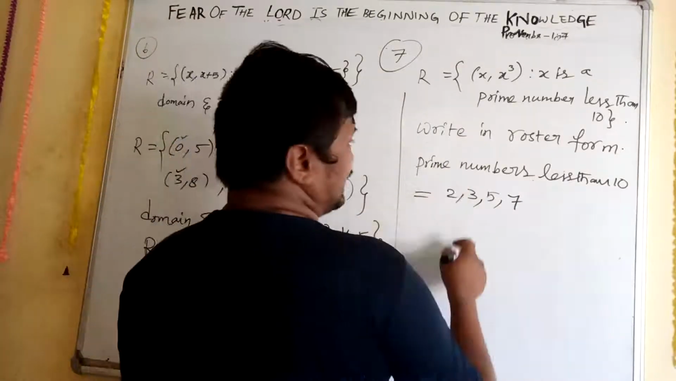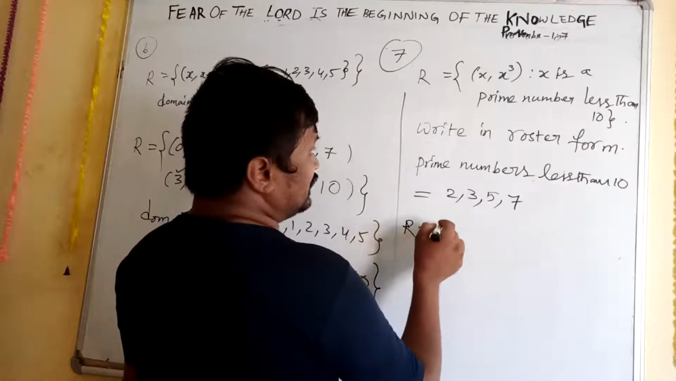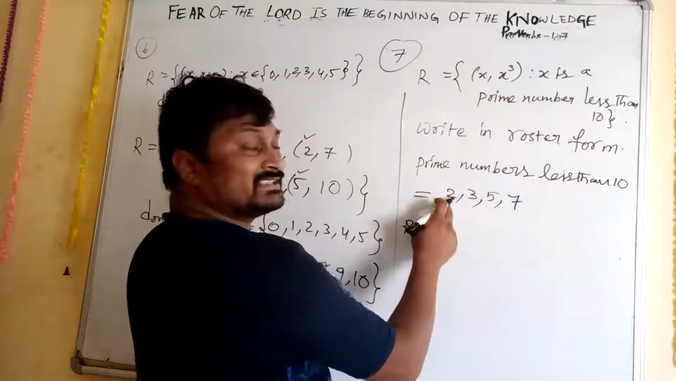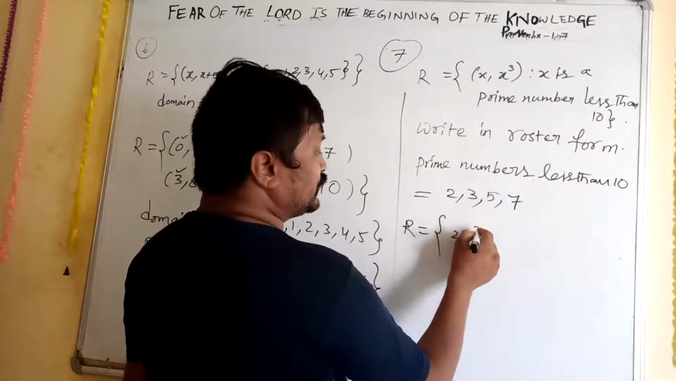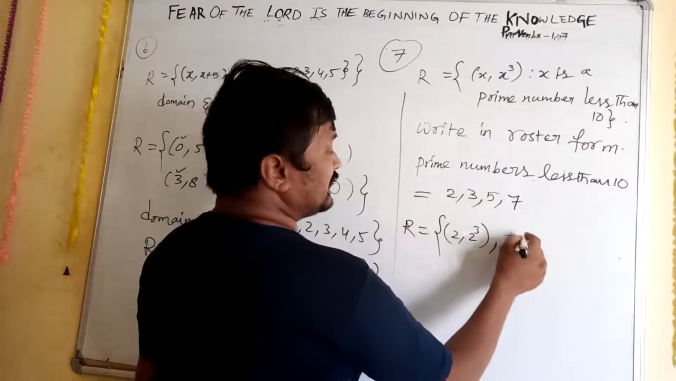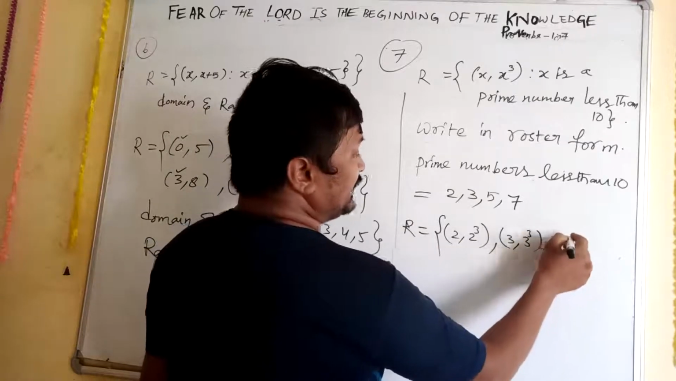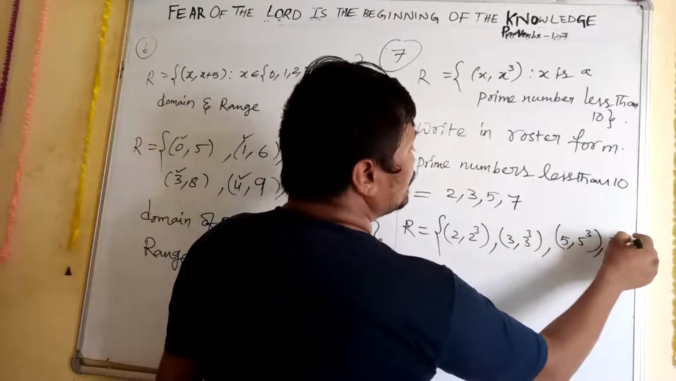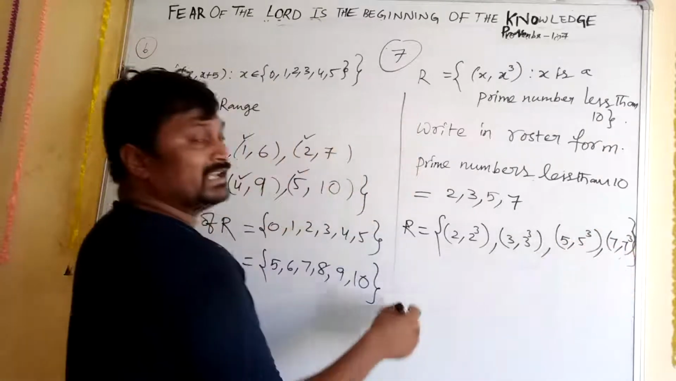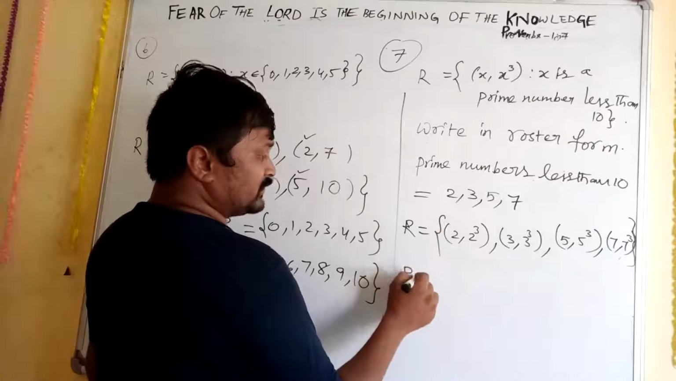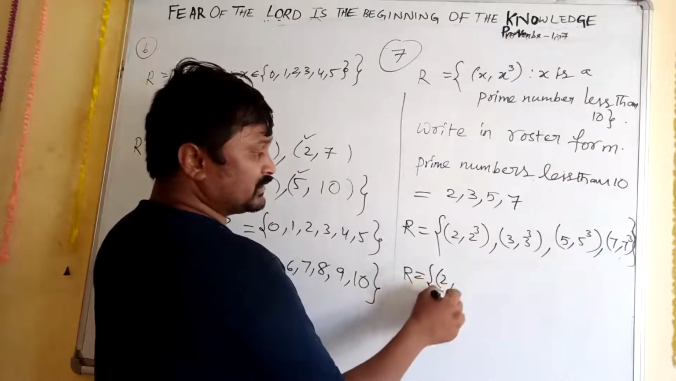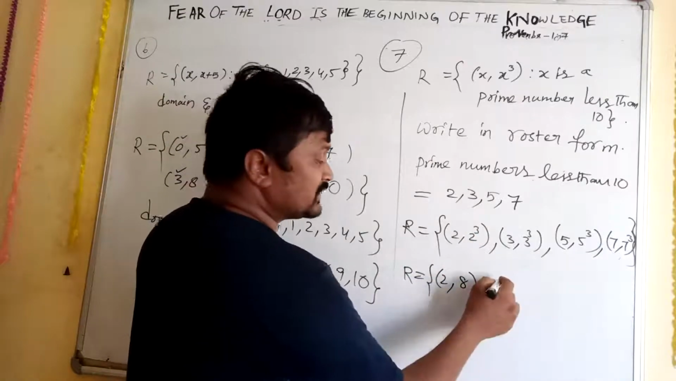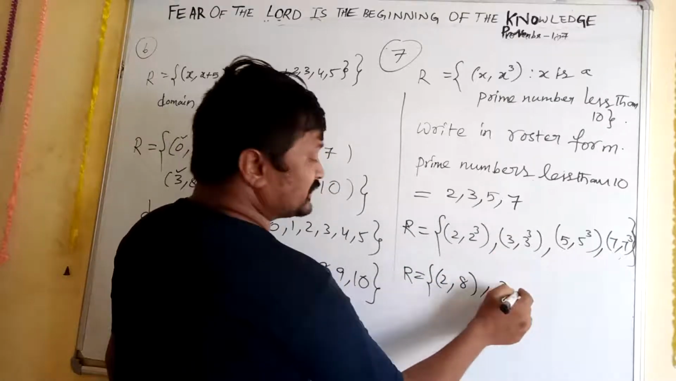So anyhow I'll write here relation capital R is equal to, in roster form, x comma x cube. X is here 2, so that 2 comma 2 cube. Next 3, 3 comma 3 cube. Next 5, 5 comma 5 cube. Next 7, 7 cube. So this is your relation. So still, if you want to simplify, you can simplify: 2 comma 2 to the 4, 4 to the 8. So 2 comma 8 is first. 3 comma 3, 3 is a 9, 9 3 is a 27.